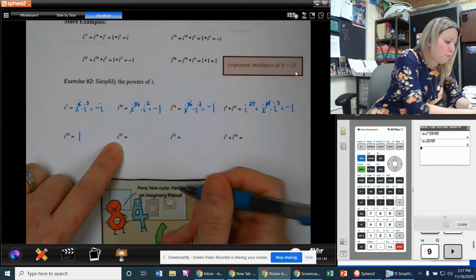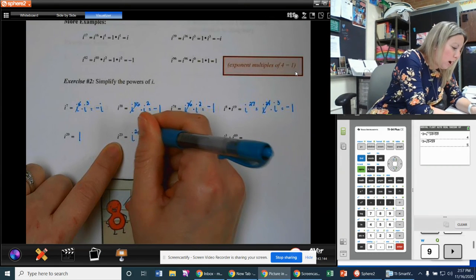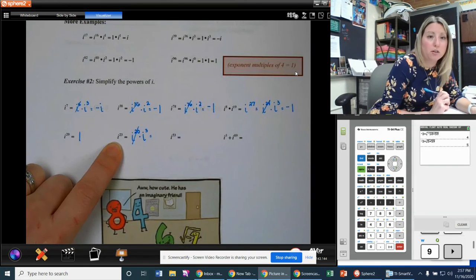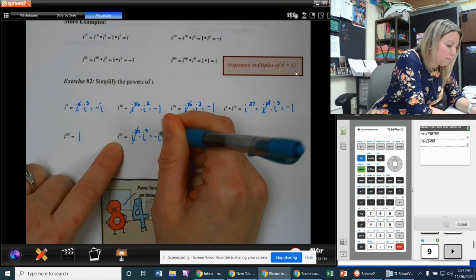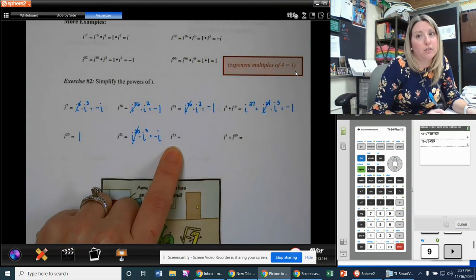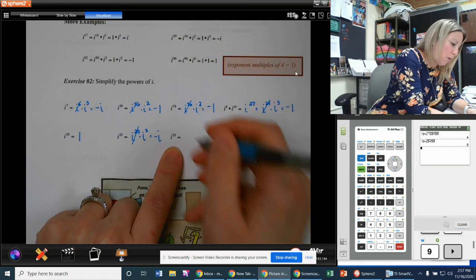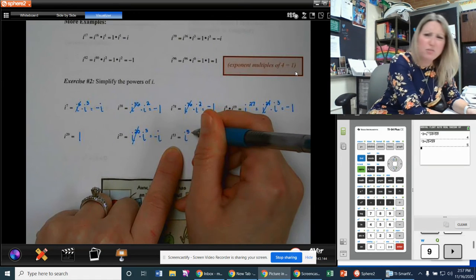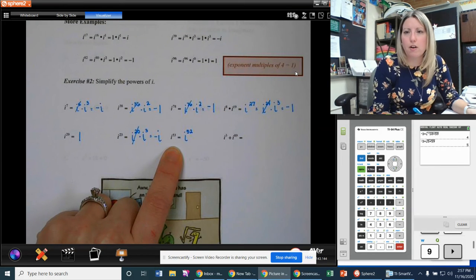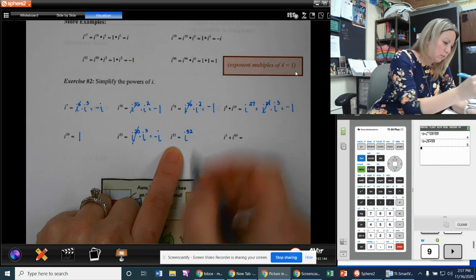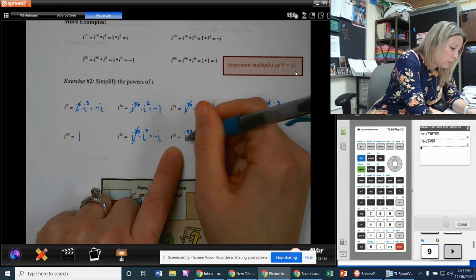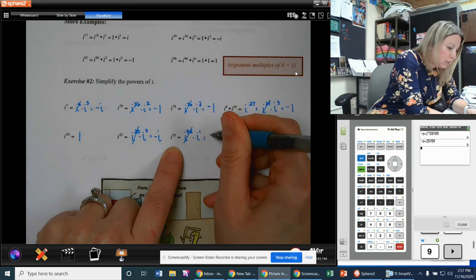23, closest multiple of 4 without going over is 20. So i to the 20th times i to the third. i to the 20th cancels to a 1. i to the third is -i. 53, closest multiple of 4 is 52. 52 divided by 4 is 13. So yes, there we are. And then an i to the first is left over, right? This cancels out to a 1. i to the first is just an i.